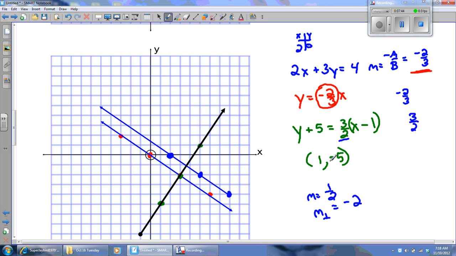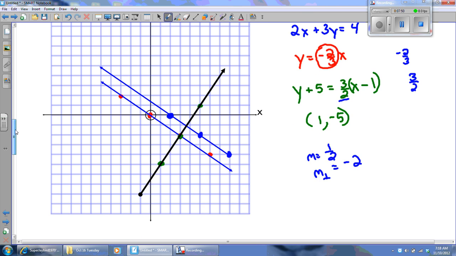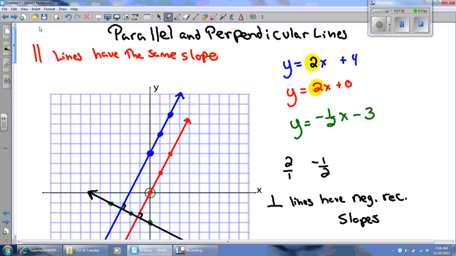All right? So parallel lines have the same slope. Perpendicular lines have slopes that are negative reciprocals of each other. You may want to watch this one again. It's pretty easy stuff, but there's a lot of information here.